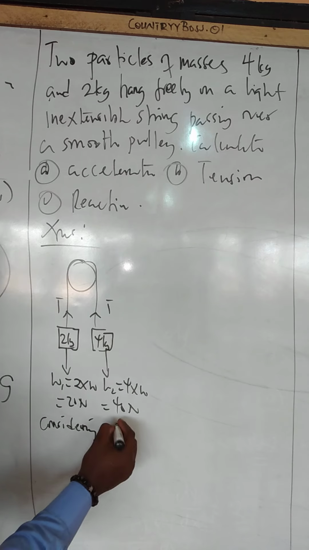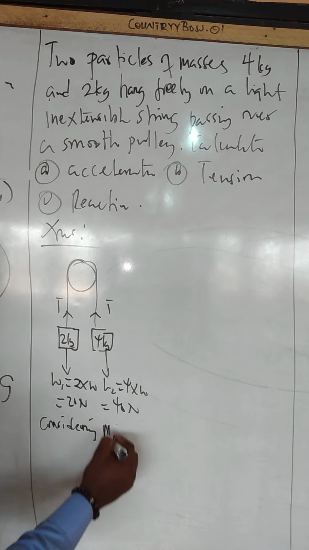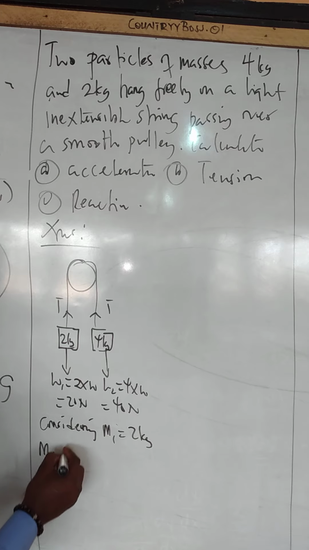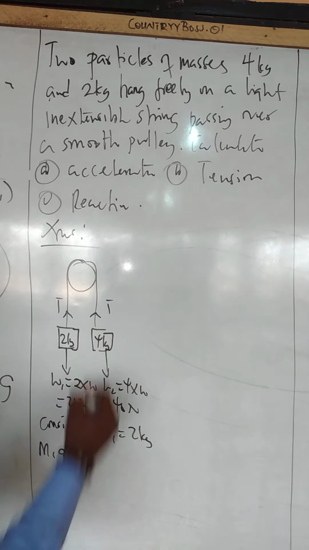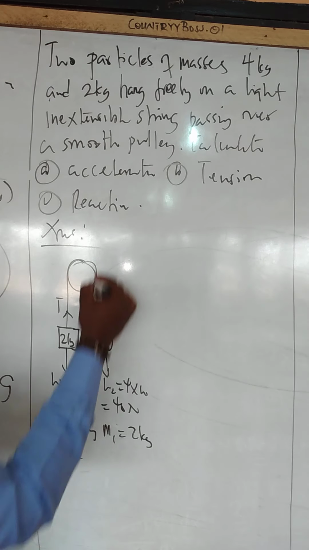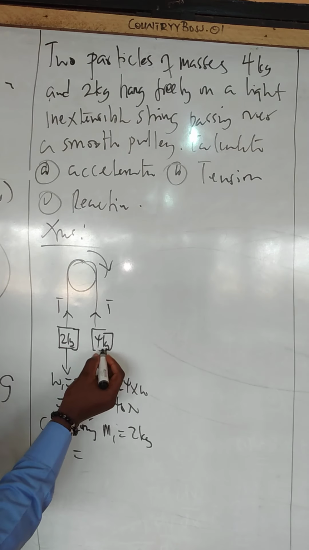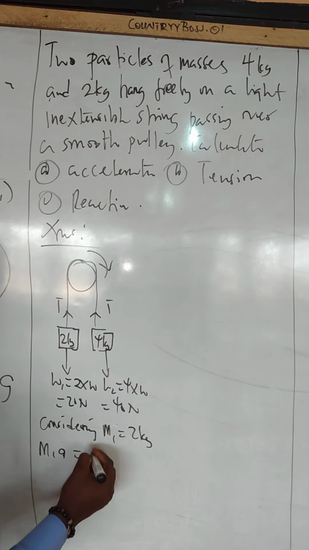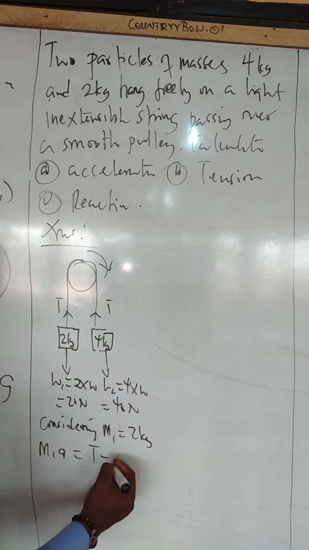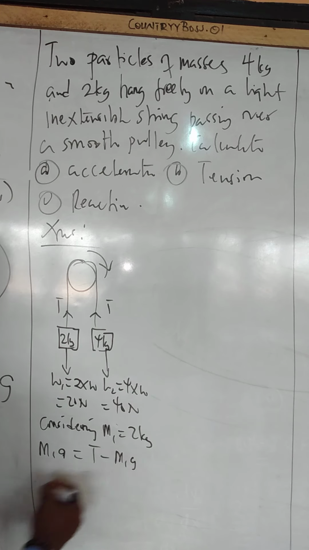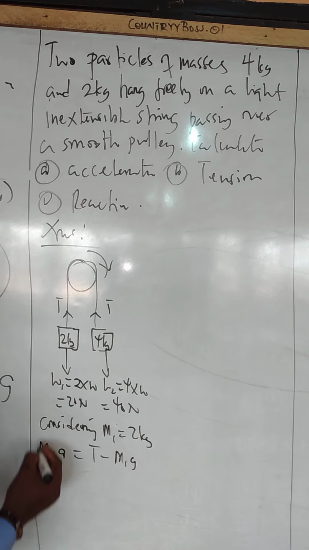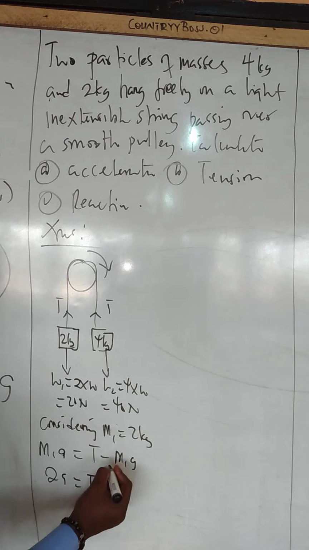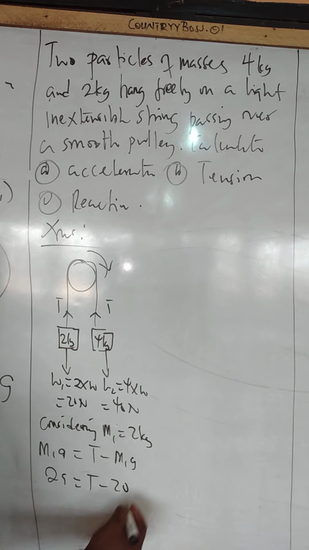Now, considering the 2 kilogram, let's call this M1. Considering M1, which is equal to 2 kilogram, we can say that M1a is equal to the tension minus M1g, since this side is greater, being 4 against 2, so the motion is in this direction, and the tension is acting in the same direction. So since M1 is 2, 2a is equal to T minus 20.